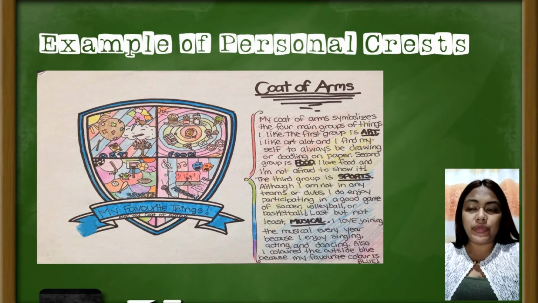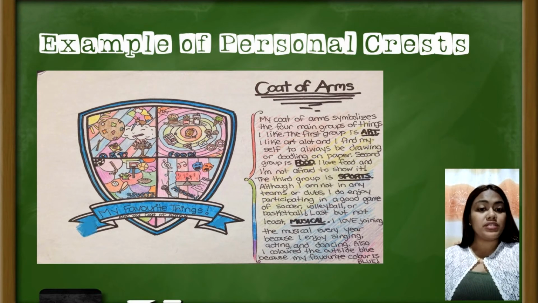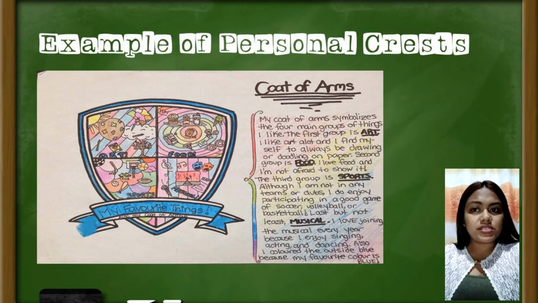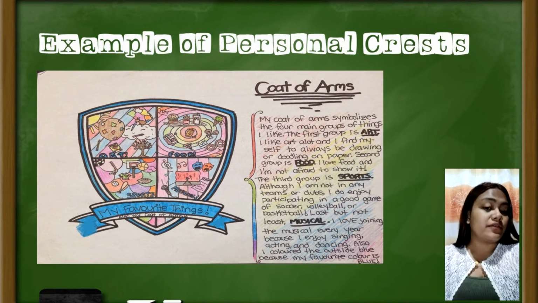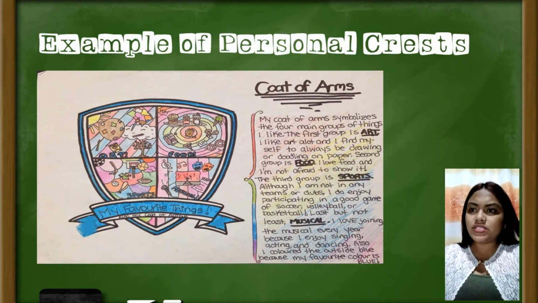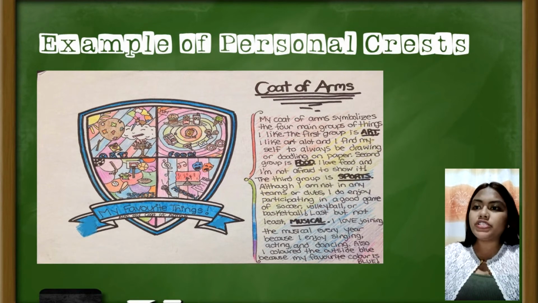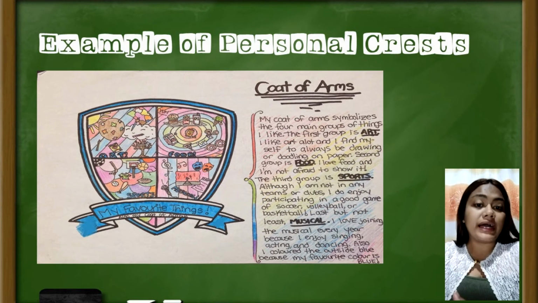As you can see, we have here a certain logo. It depends on you what you put inside of that logo. We have an example entitled Coat of Arms. My coat of arms symbolizes the four main groups of things I like. The first group is art. As you can see, the artist put the sun, paintings, a paintbrush, clouds, trees, anything that he correlates to as art.